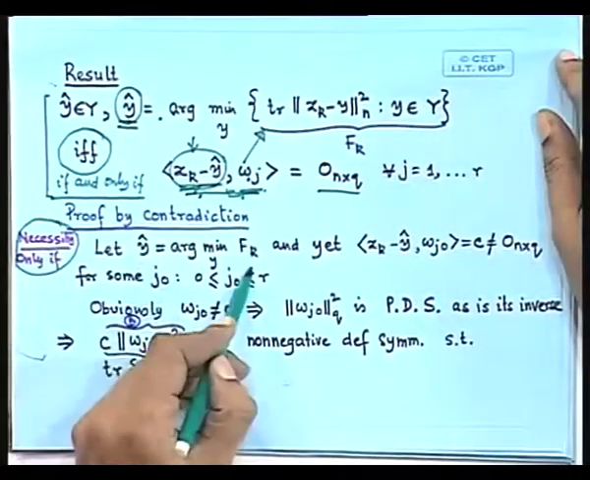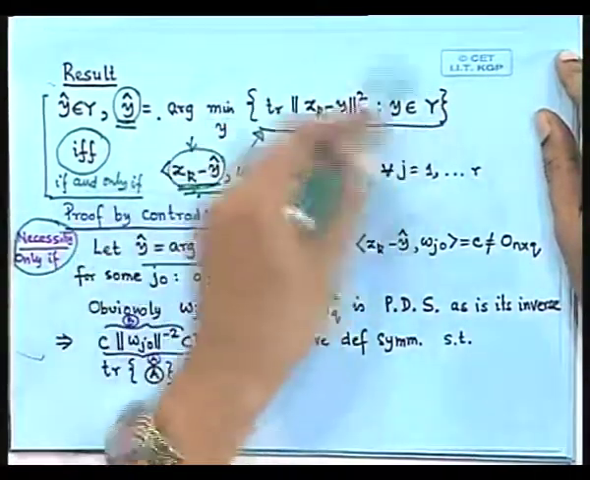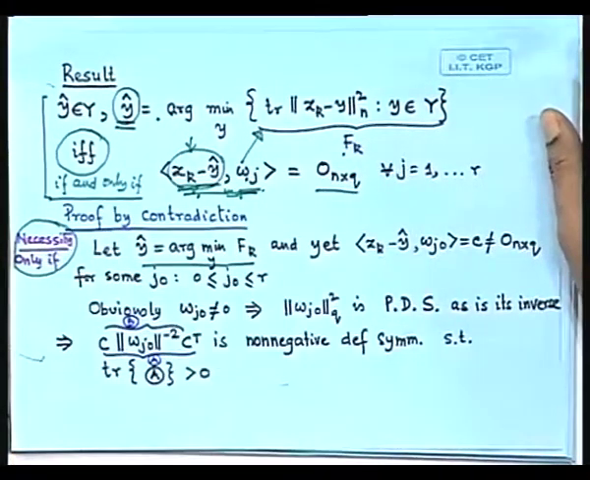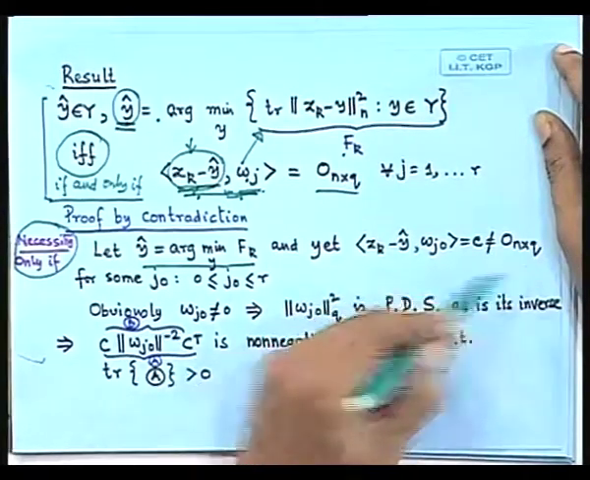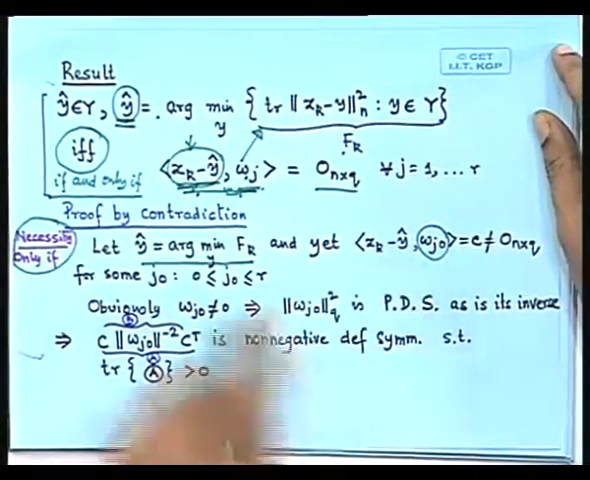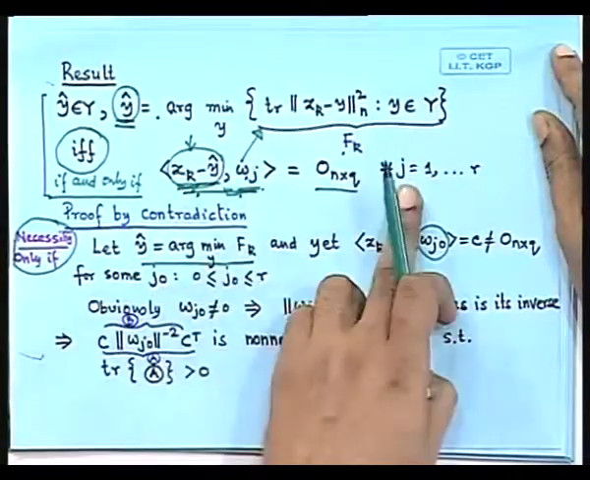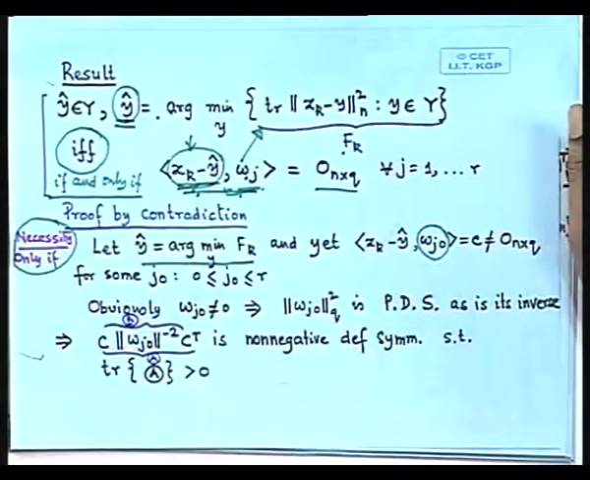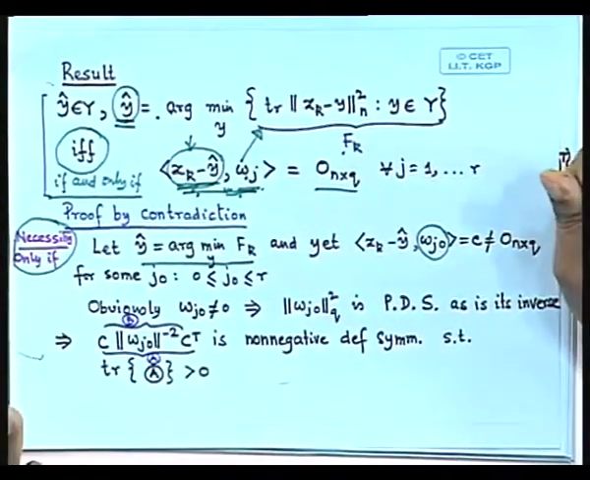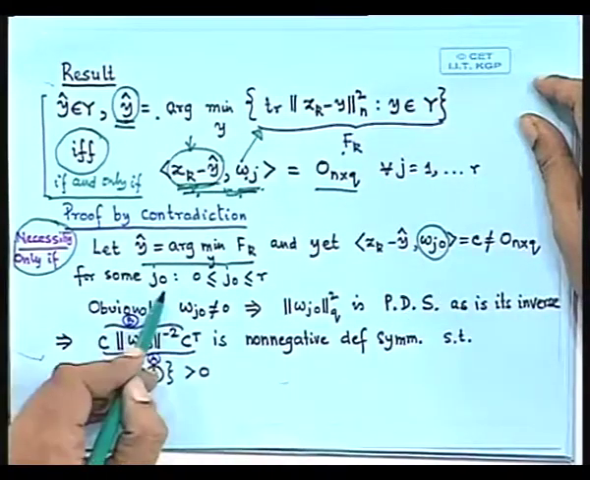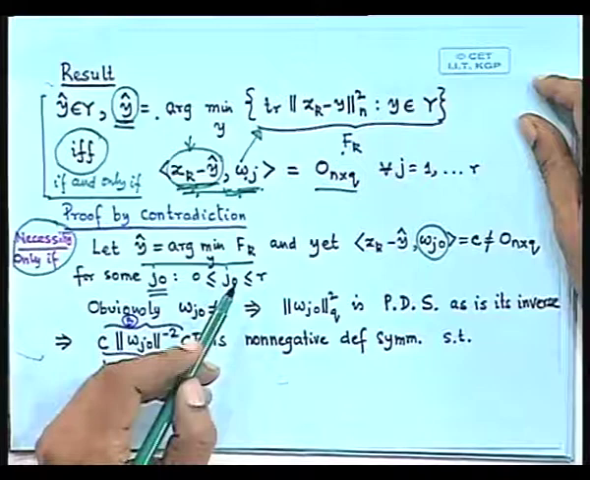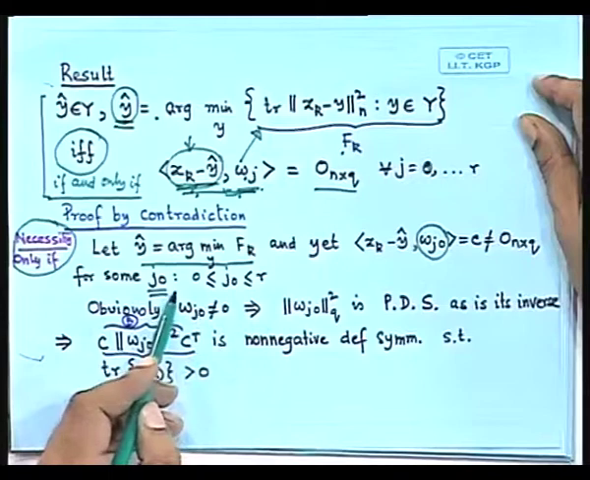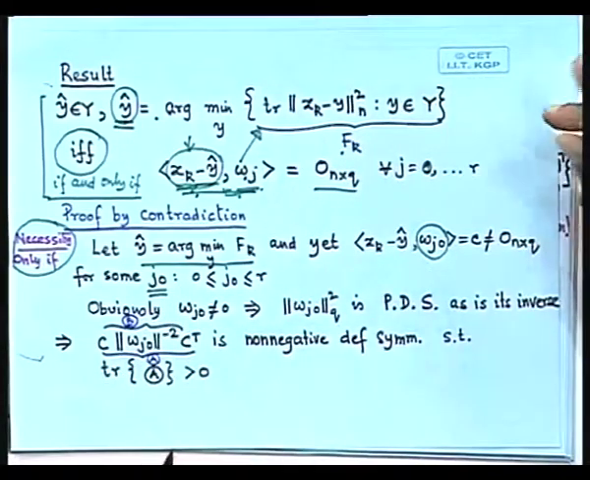So we have assumed that y is this whole thing, it's cumbersome to write, so I have called it fk. So let y hat be a minimizing solution of this fk, but let there exist some wj0, one of them. Actually this should hold for all wj, j equal to 1 to r, but let there exist at least one for which it does not hold. That is, there exists some j0 between 0 and r such that this is not true, I am assuming.